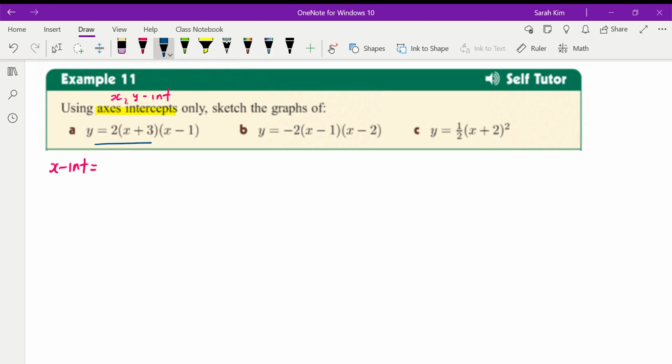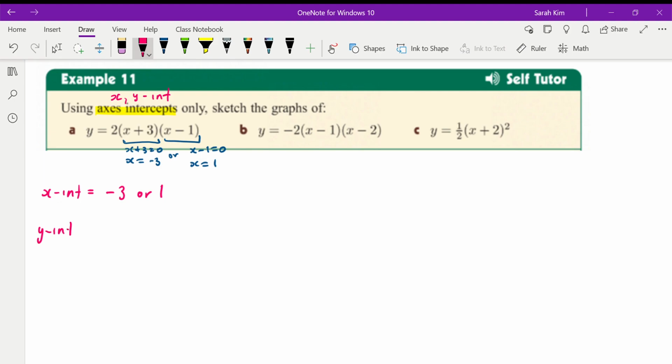By looking at this formula, I already know that just using null factor law, I should be able to go, well, that could be 0 or that could be 0. So if x plus 3 equals 0, if you want me to do a little bit of working out, x must be negative 3. Or if x take 1 equals 0, x must be 1. I'm just doing the algebra there. So my x-intercepts are negative 3 or 1.